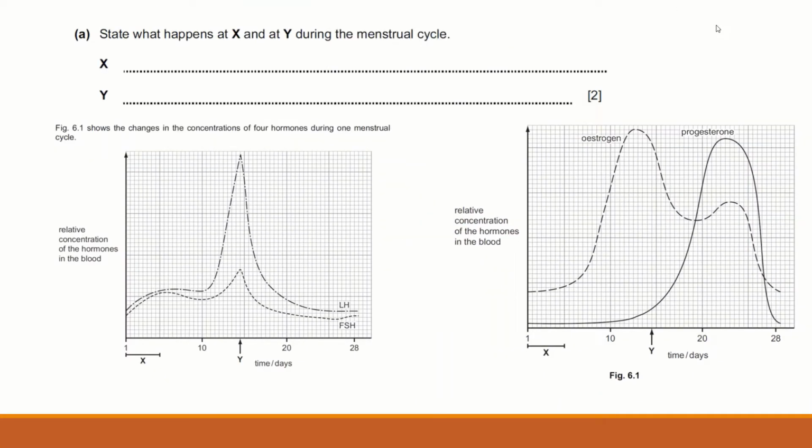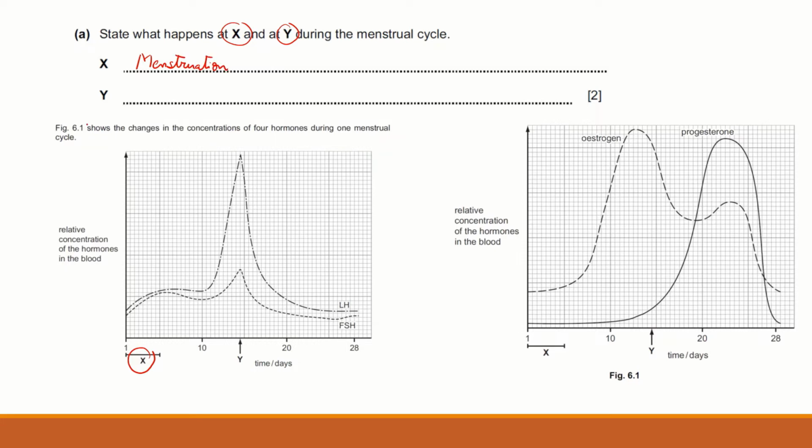Now, let's have a look at the question. The question says, state what happens at X and at Y during the menstrual cycle. Here X is here. This is the first few days of the cycle. So in the first few days, what exactly happens? You can see here X and here X. In the first few days, menstruation happens. So here in X we will write it down as menstruation.